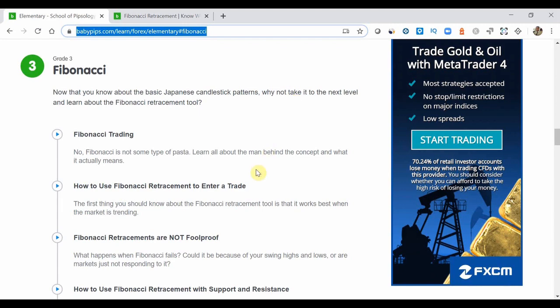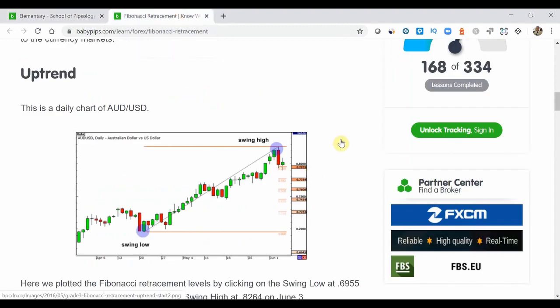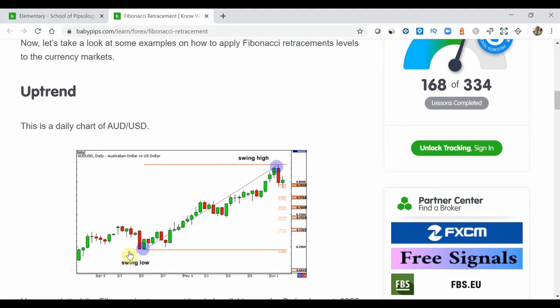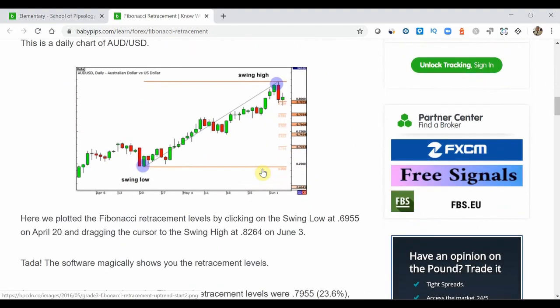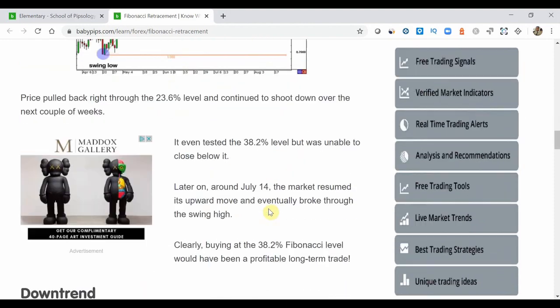So this video is talking about how to use Fibonacci retracement to enter a trade. If you go into the actual tutorial, it talks about how to calculate a swing low to swing high in an uptrend and in a downtrend, and it tells you about the different levels of the Fibonacci of where price can potentially pull back to and reverse in the direction of the trend.